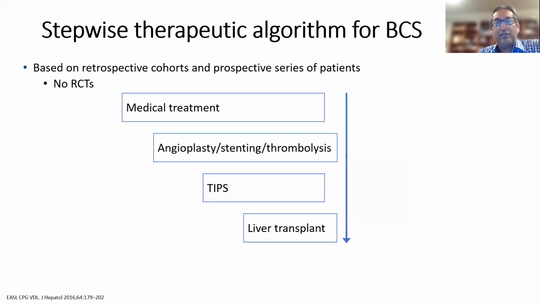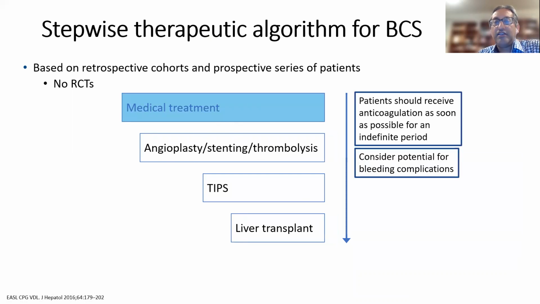So this is from the EASL guideline. Most of the data for the stepwise approach is based on retrospective cohorts and prospective series of patients. There is no randomized control trial; it's not that common of a condition. Again, same thing: medical management, starting with anticoagulation, angioplasty, stenting or thrombolysis, TIPS, and then liver transplantation.